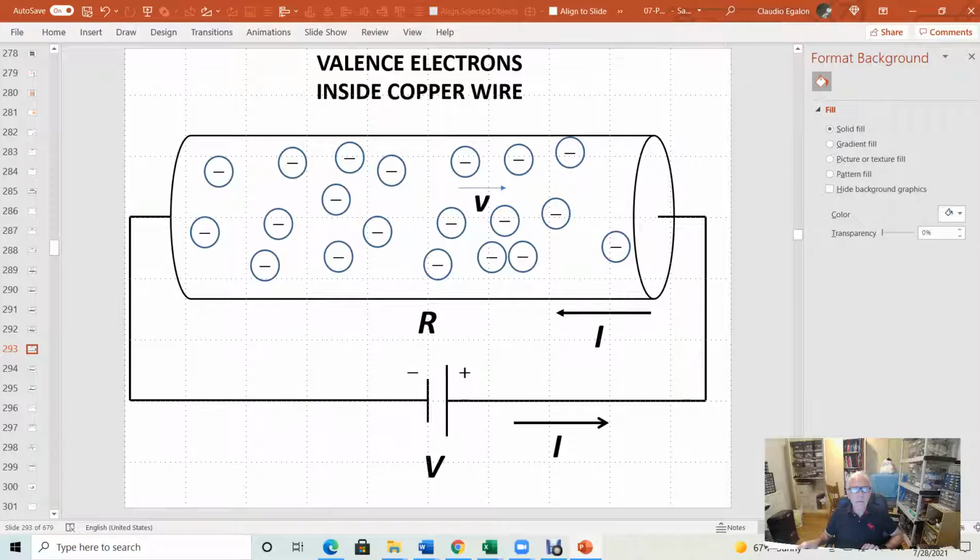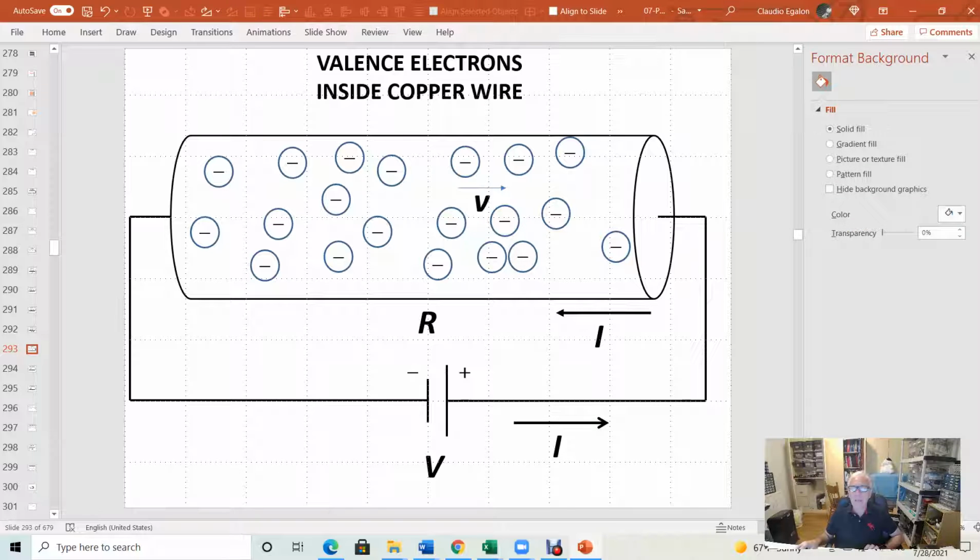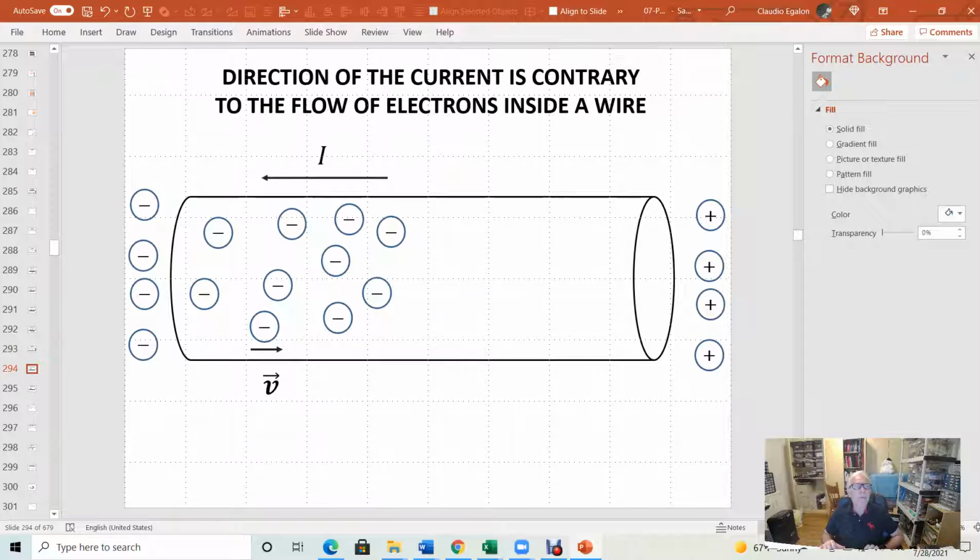This is moving counterclockwise. The direction of the current is counterclockwise, but the motion of the electrons is in a clockwise direction. Why is that? Because the direction of the current depicts the direction of motion of the positive charges, and the electrons are negative charges, the opposite charge. Opposite charge moves in the opposite direction. So the direction of the current flow is contrary to the flow of electrons inside a wire.